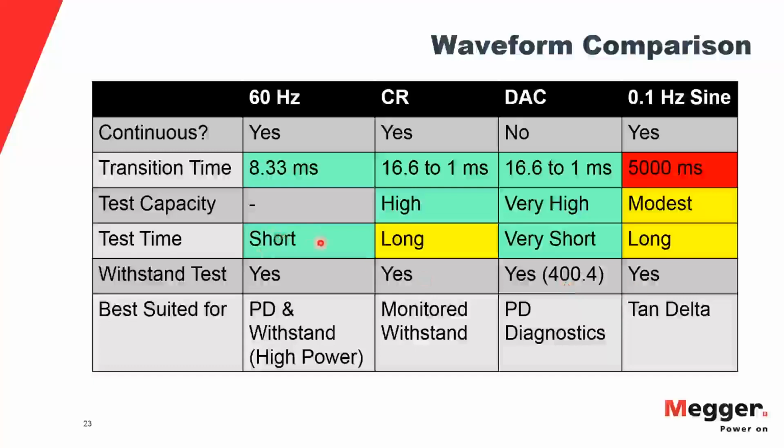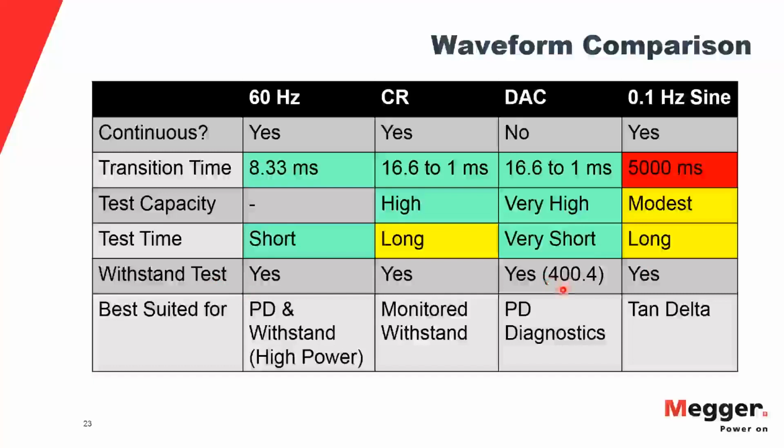We have a comparison of the transition times. As I pointed out, our baseline is 8.3 milliseconds. Cosine rectangular is in the range of 16 to 1, same with damped AC, and sinusoidal is in the range of 5,000 milliseconds. Cosine rectangular and damped AC have very high testable capacities because of that resonant circuit that we set up, while VLF Sine has a more modest testable capacity because of the discharge resistors and the need to charge it up every time.